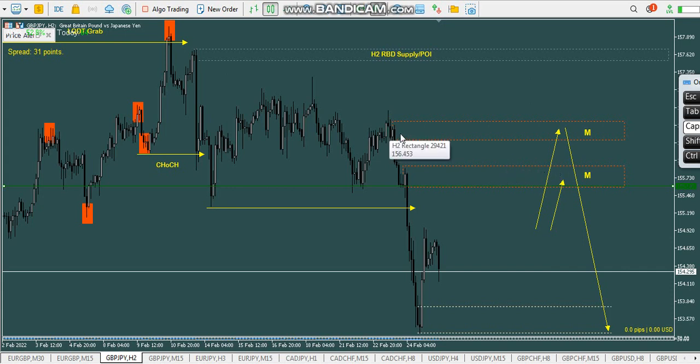You see, this is a white candle here, which gives me a supply area. Another white candle which broke structure gives me a supply area.